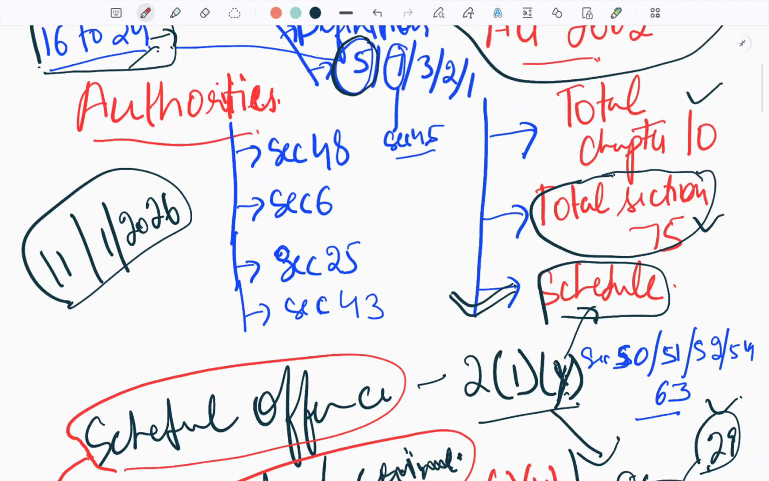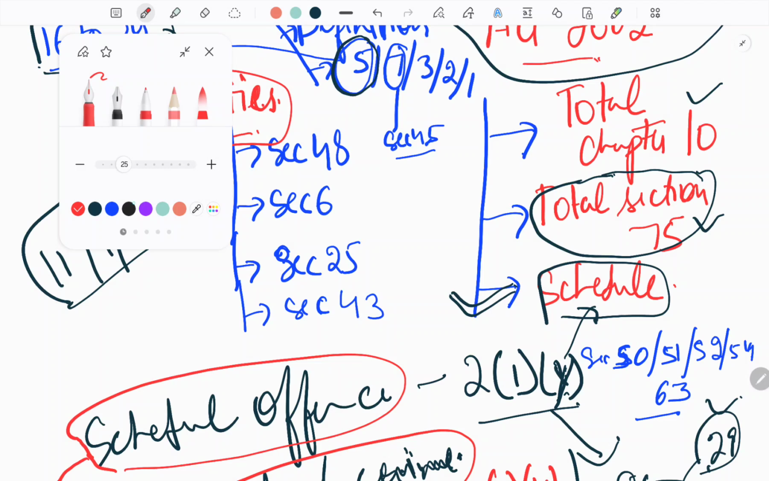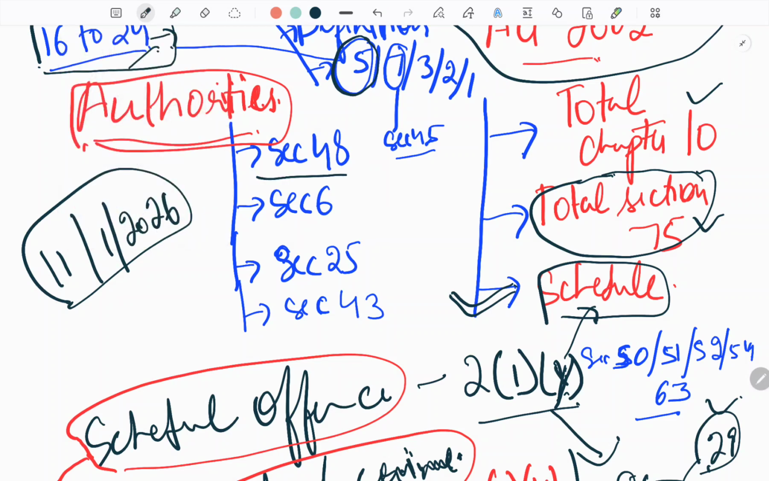There are 4 types of authorities given under PMLA. First is section 48, the authorities of ED: director, assistant director, additional director, joint director, deputy director, or any other class of officer appointed for this purpose. It is given under section 48. And when you talk about a director, additional director, and joint director, it is already defined under section 2(1)(k). So this definition is important.